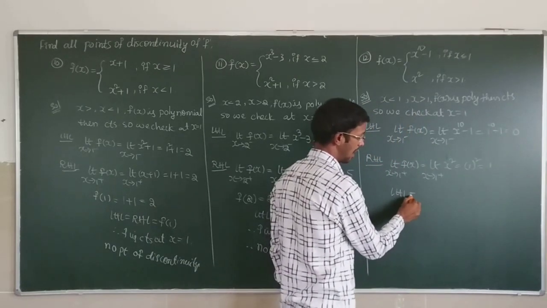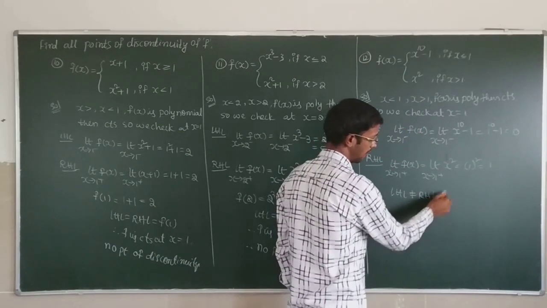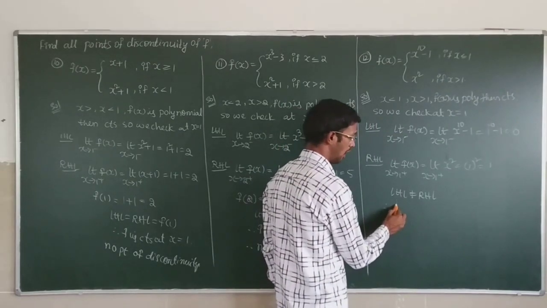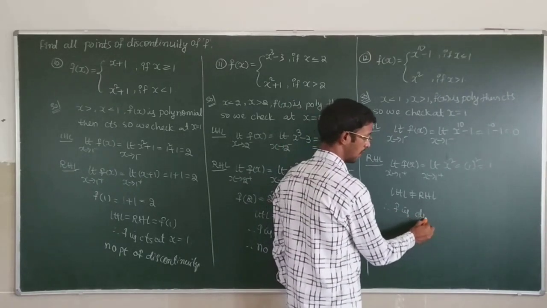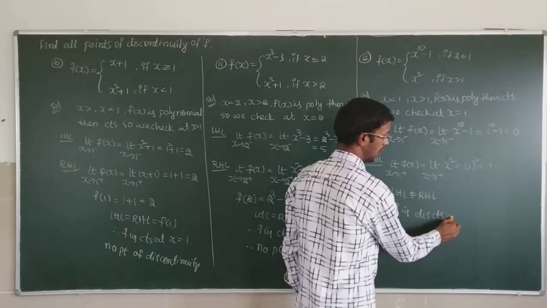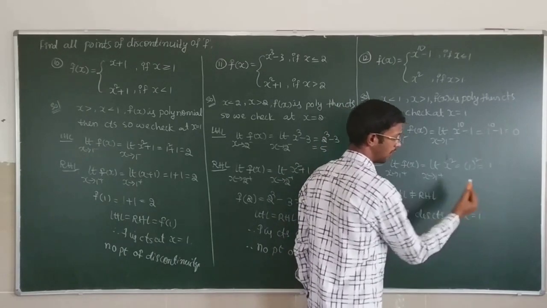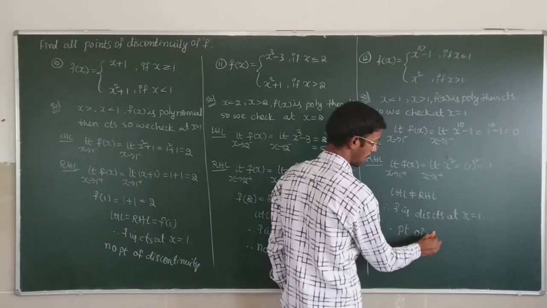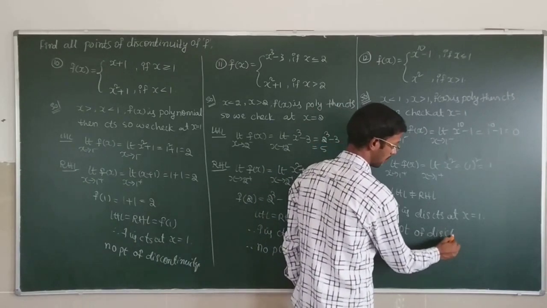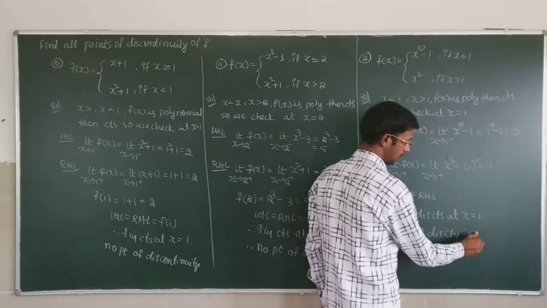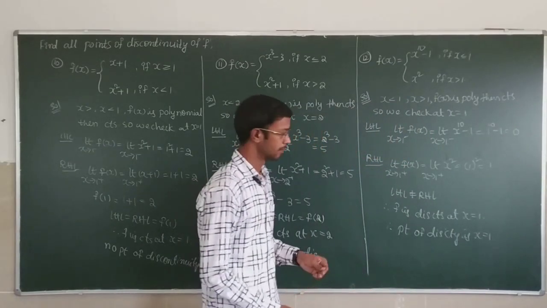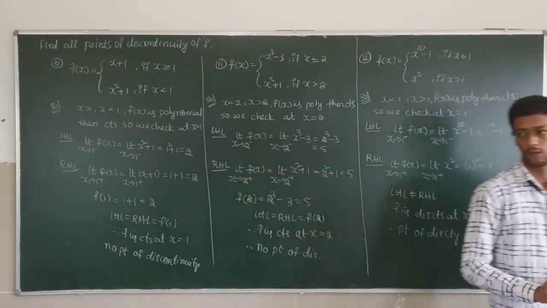LHL is not equal to RHL. Therefore, f is discontinuous at x is equal to 1. Therefore, the point of discontinuity is x is equal to 1. Pause the video to note it down.